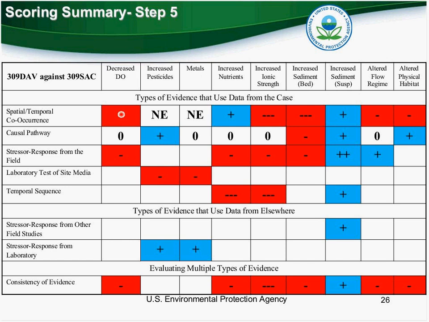Whereas for increased sediments, you have a bunch of different evidence types that all point in the same direction. Note that these are all pluses, and I believe they're in blue. I'm colorblind, so forgive me if it's green. And they're all down here. This is strong evidence. We have a lot of data, a lot of support from a lot of different evidence types, that this likely caused the biological impairment at site 309 Davis.